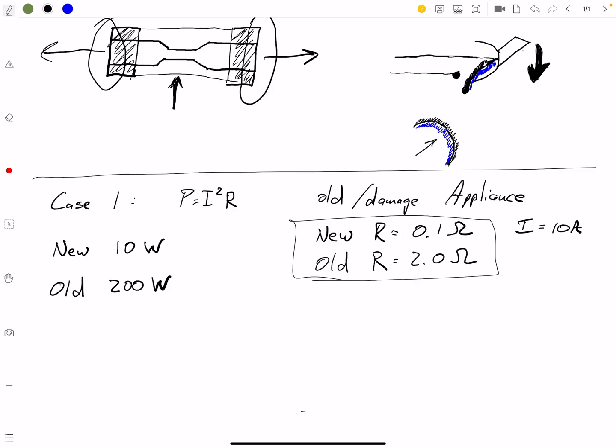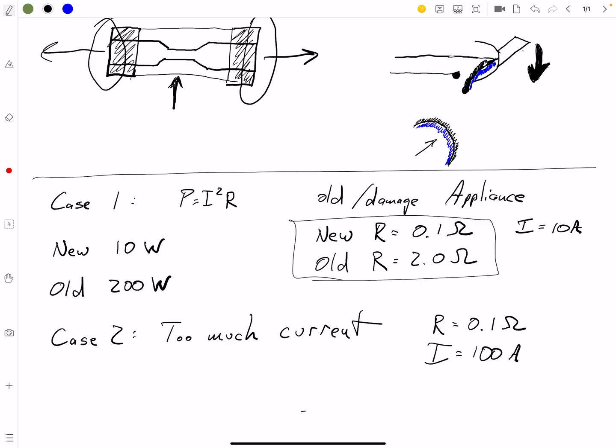What if our current supplied is too much? So here, let's look at case 2. Too much current. So we still have this brand new resistance equals 0.1 ohms. But our current isn't the 10 amps that it's supposed to be, it's 100 amps.